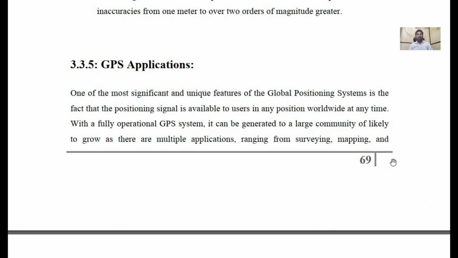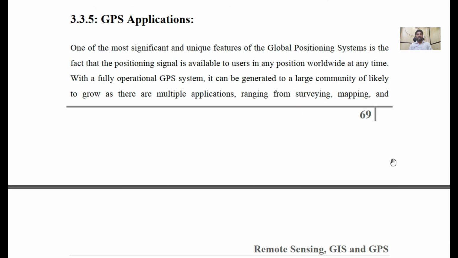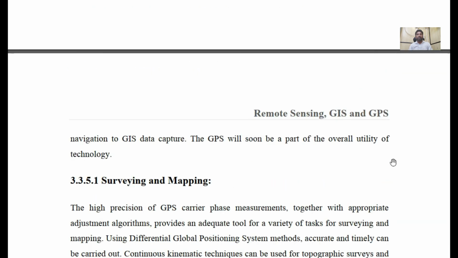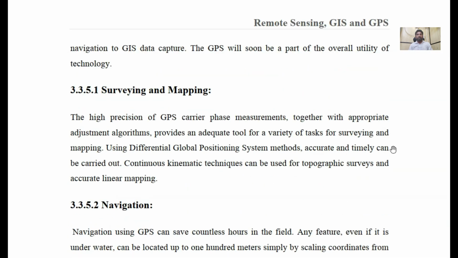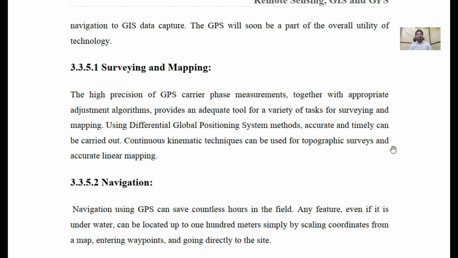Surveying and mapping. The high precision of GPS carrier phase measurement, together with appropriate adjustment algorithms, provides an adequate tool for a variety of tasks for surveying and mapping. Using the differential global positioning system method, accurate and timely surveys can be carried out. Continuous kinematic techniques can be used for topographical survey and accurate linear mapping.